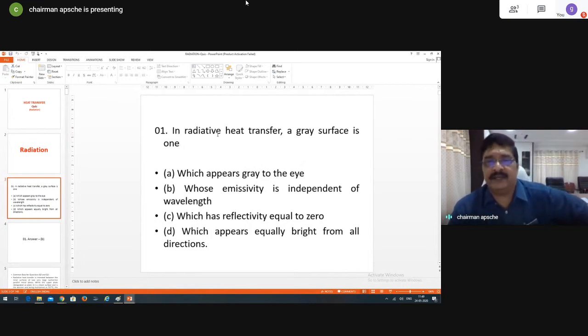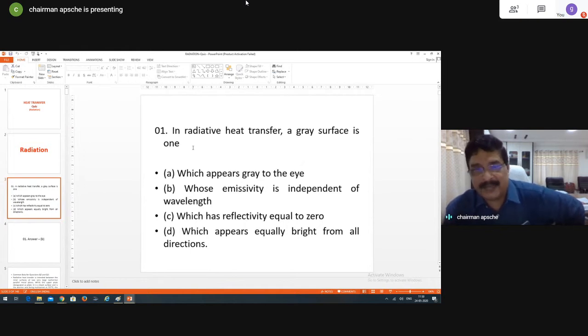In radiative heat transfer, a gray surface is one... I told you the difference between a black surface, a gray surface, and a real surface. A black body is one which is ideal. A white body is one which is ideal; white reflects all the radiation that's falling on it. Black is one which absorbs all the radiation falling on it, and emits the maximum possible radiation. It emits radiation in all the wavelengths.